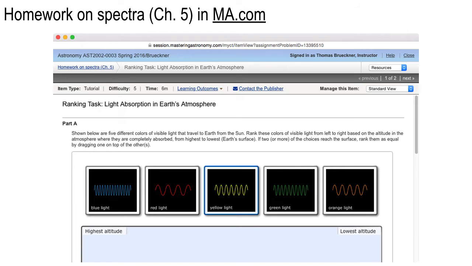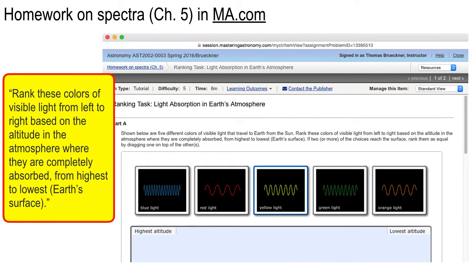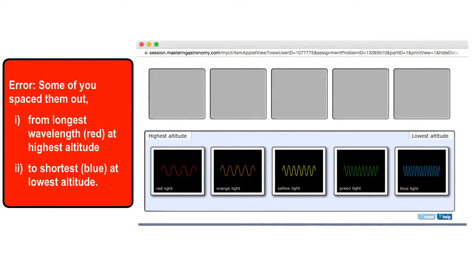Another thing that we had was some homework on Spectra, Chapter 5 in MasteringAstronomy.com. I want to go over this one with you a little bit. There were some errors on this one. Some of you took this particular question, which was to rank the colors of visible light from left to right based on the altitude where they're fully absorbed. And a lot of students just ranked them this way, from red on the left, highest altitude, to blue on the right. And that is incorrect.